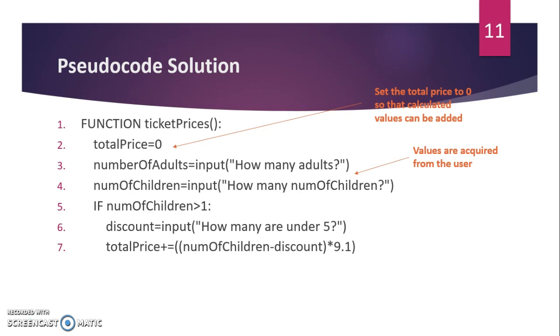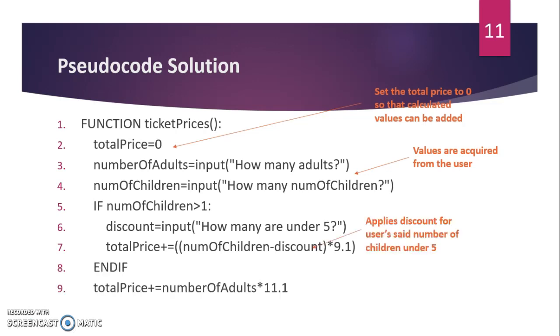And then the total price is the number of children that we have minus the discount multiplied by 9.1. And obviously this 9.1 value represents the price of one child. So the number of children that we have, subtract the number that are under 5. So if there's one child that's there and he or she's under 5, then subtract that. 0 times 9.1, so nothing added. And then we end that.